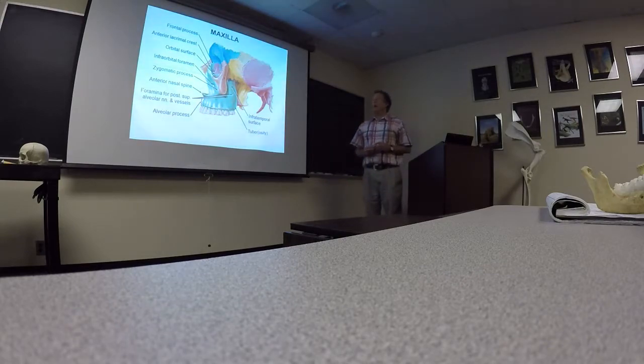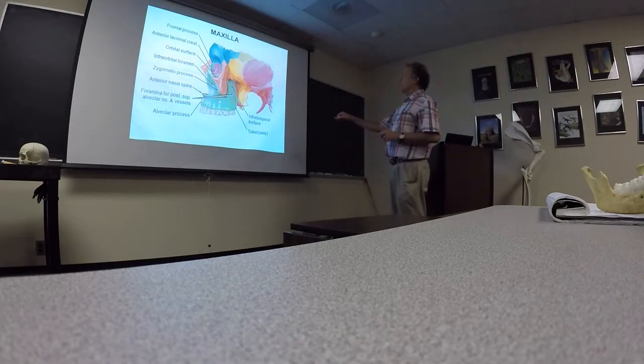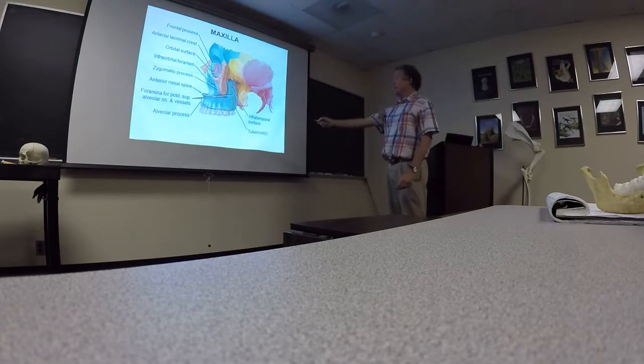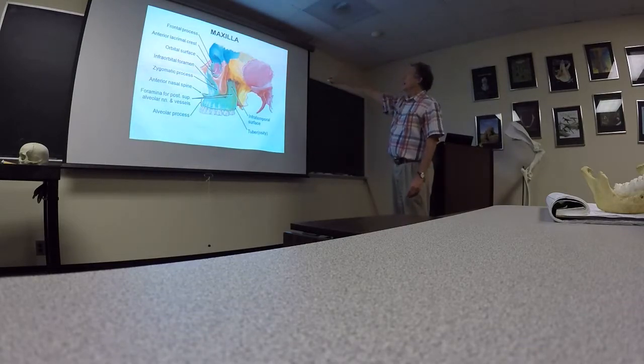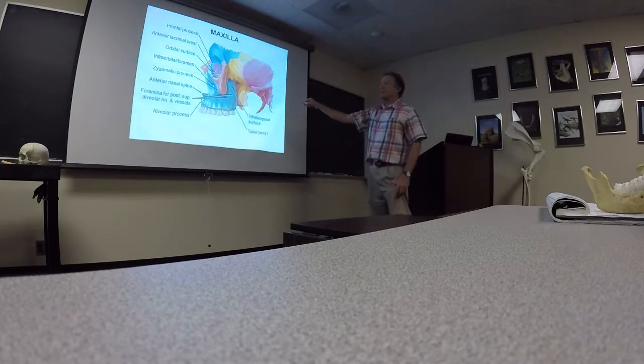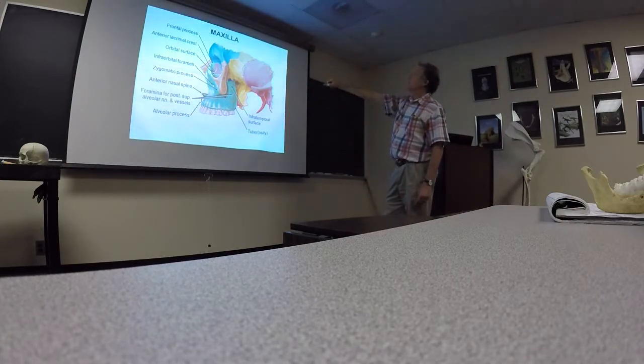Okay, this is the rest of the maxilla in gory detail. As I said, the part that articulates with the palatine lies in the roof of the mouth and is the palatine process. The part that articulates with the zygomatic bone is the zygomatic process of the maxilla. The part that articulates up here with the frontal is the frontal process.